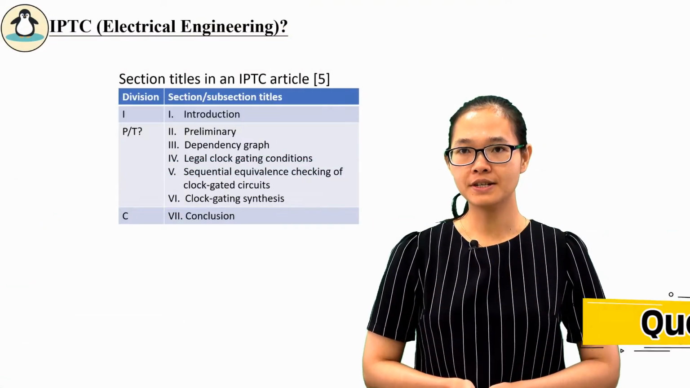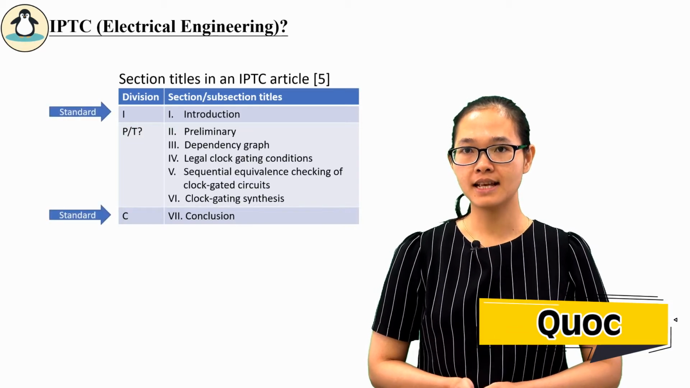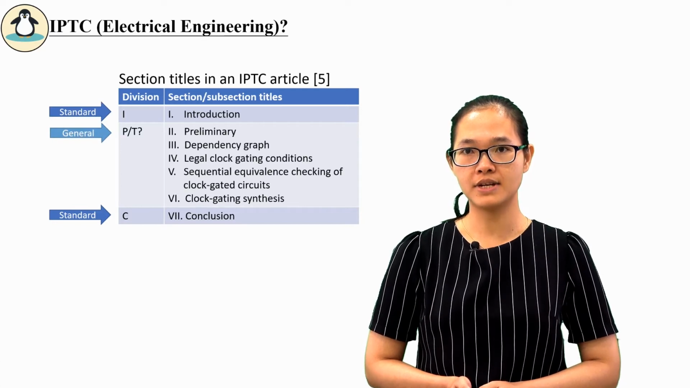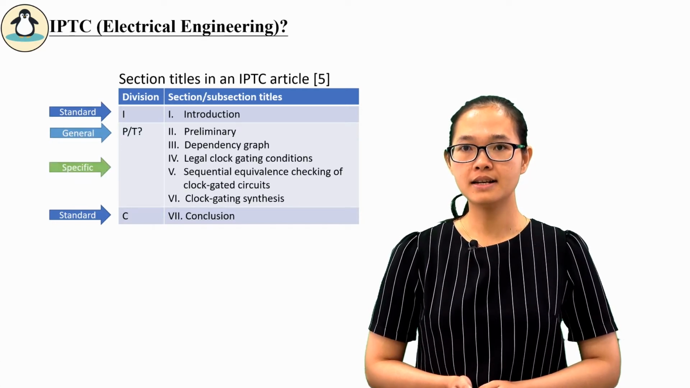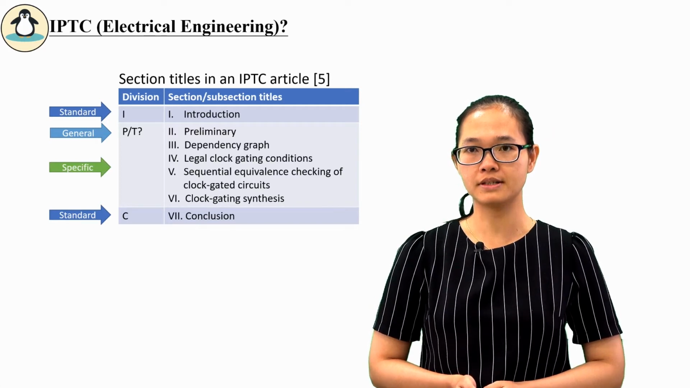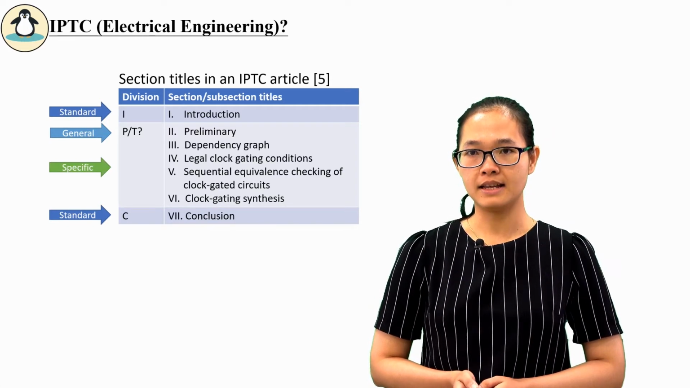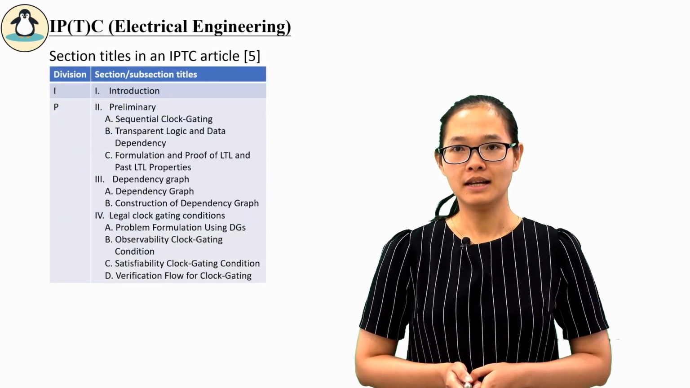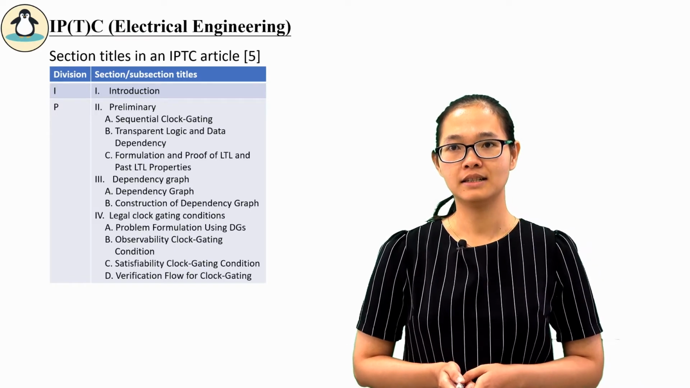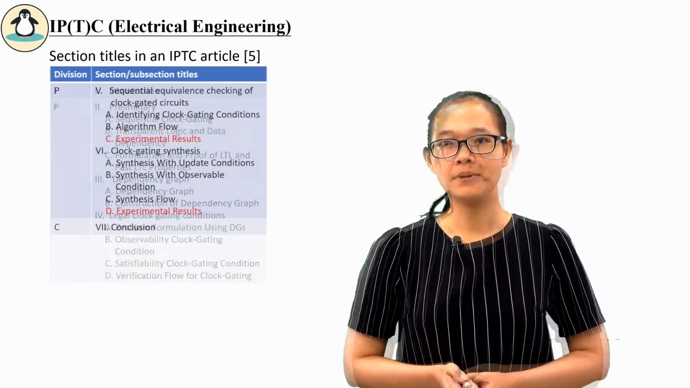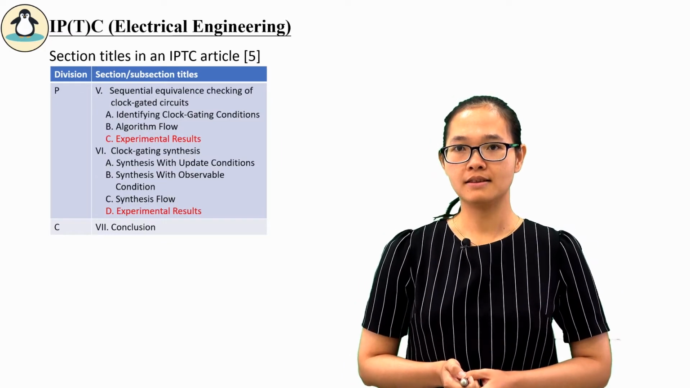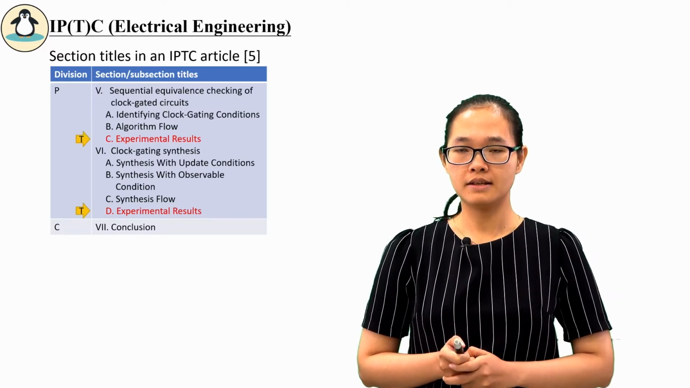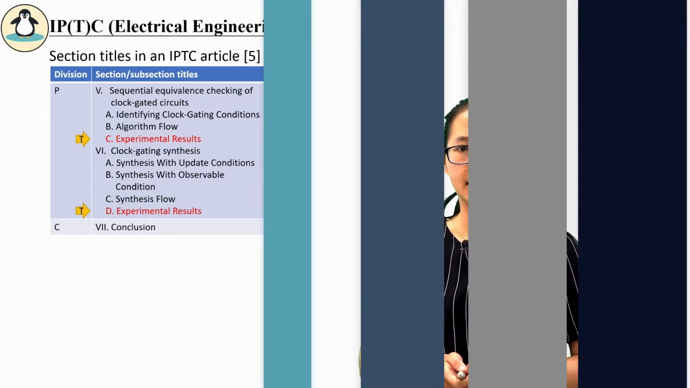In this electrical engineering article, there are 7 sections. The first and the last sections have standard names, introduction and conclusion. The second section has a general title, preliminary, and another section is related to the research topics. At first, it looks like there is no testing division. If you look at the subsection titles, the first 4 follow a pattern which is related to the research topics. But in sections 5 and 6, there are subsection titles about experimental research, and these subsections could be called testing.